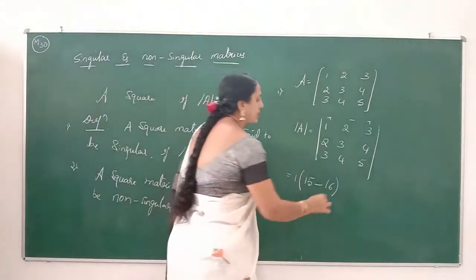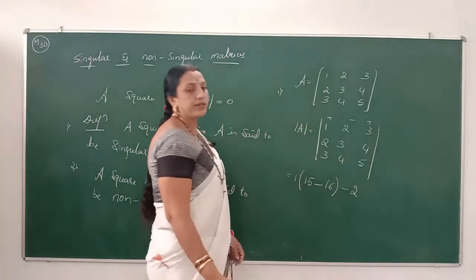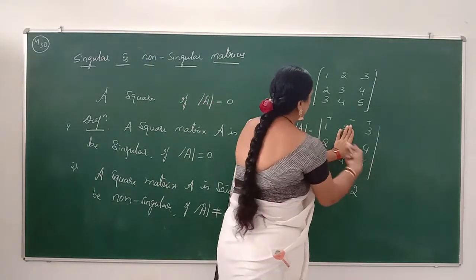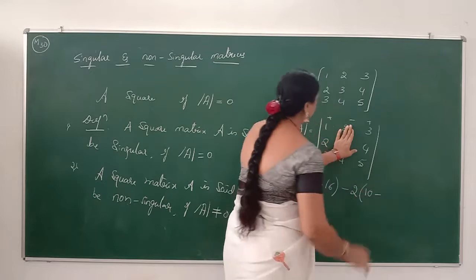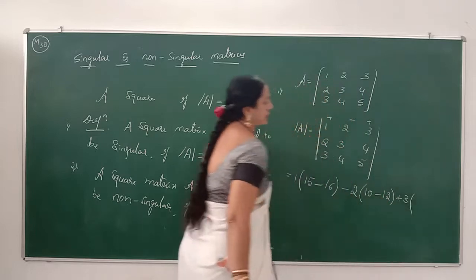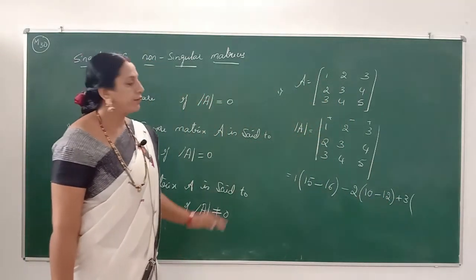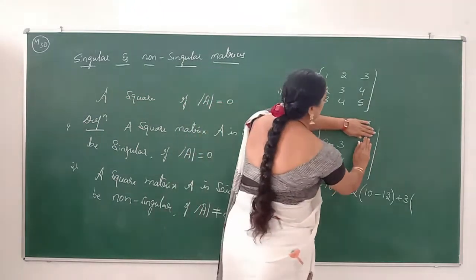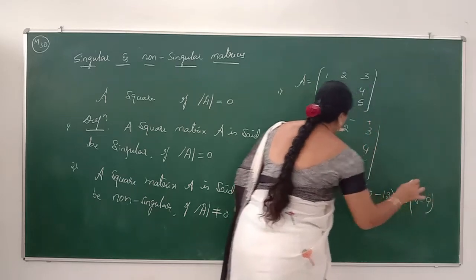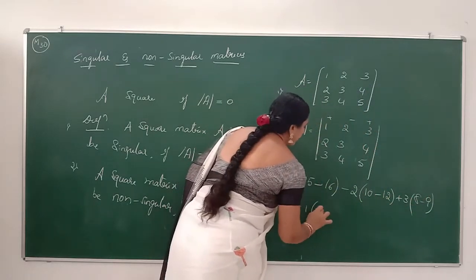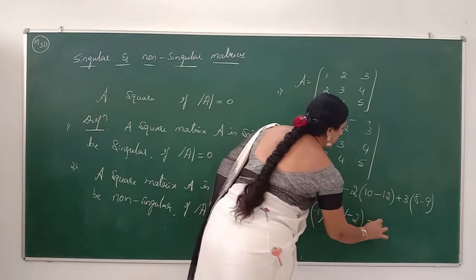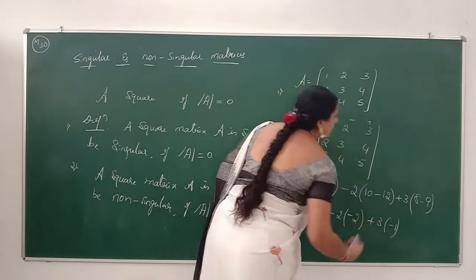Then the second element is minus 2. 2 is an element of first row, second column, so these are neglected and the remaining are cross multiplied: 2 into 5 is 10, 3 into 4 is 12. And the third element is 3. 3 is an element of first row, third column, and these are neglected and the remaining are cross multiplied, that is 8 minus 9. After simplification, 1 of 15 minus 16 is minus 1, minus 2 of 10 minus 12 is minus 2, plus 3 of 8 minus 9 is minus 1.